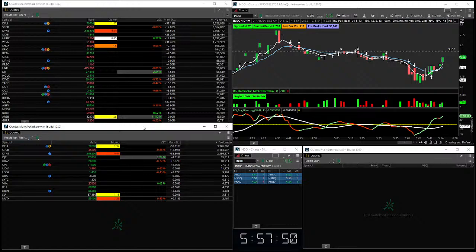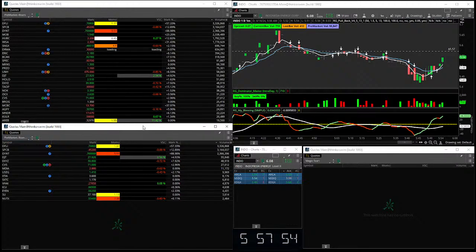We still have a few minutes to go yet, about 2. I haven't seen anything moving this morning. I've been watching the chart since about 4, and it's been absolutely dead.